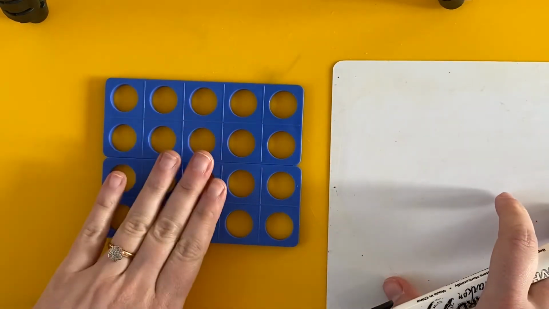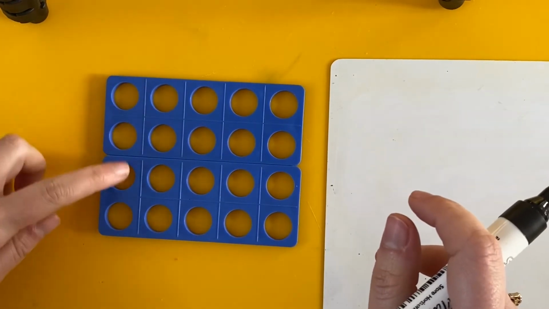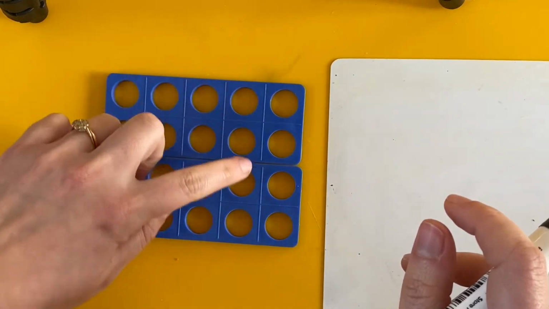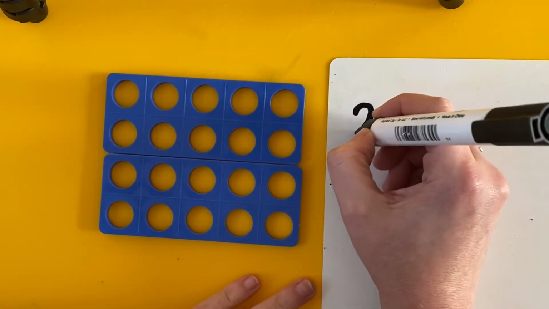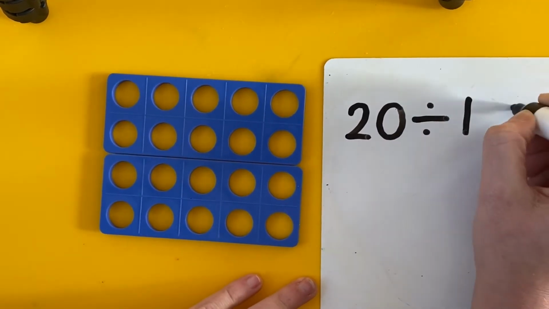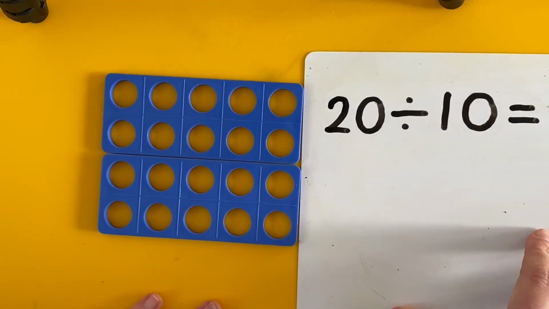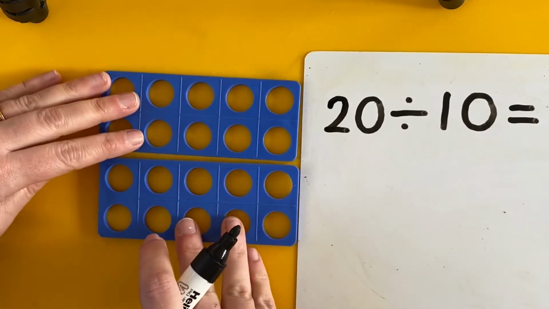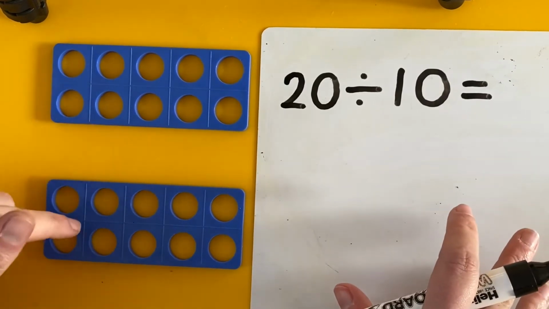Now I've got my Numicon in front of me, and I have got 1, 2, 3, 4, 5, 6, 7, 8, 9, 10, 11, 12, 13, 14, 15, 16, 17, 18, 19, 20. 20. And we are going to divide that by 10. We're going to put it into groups of 10. And how many do you think we are going to have? Okay, with Numicon, this is nice and easy. I'm going to group it into groups of 10. How many groups have we got?